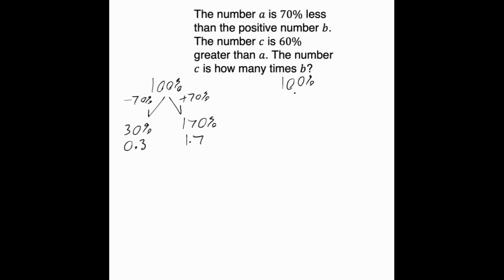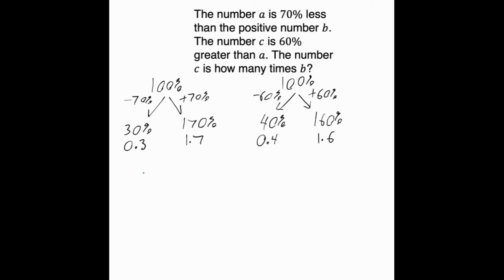So now let's do the same thing with 60. We can decrease something by 60% from 100 or increase by 60% from 100. On the low side, it's 40%. On the high side, it's 160%. Moving the decimal over, you get 0.4 or 1.6.